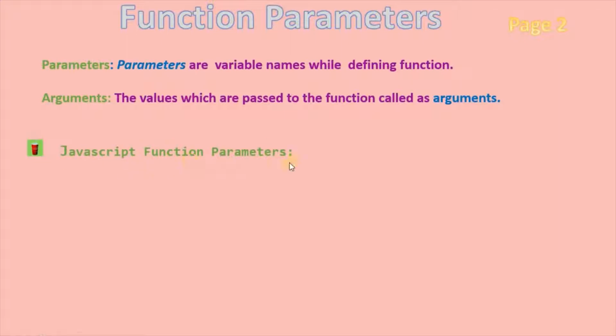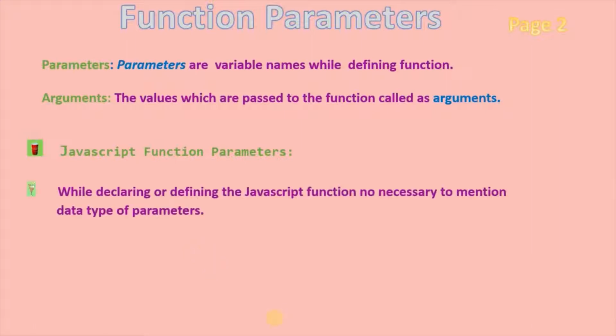JavaScript function parameters. Now we will see properties of function parameters. While declaring or defining a JavaScript function, it is not necessary to mention the data type of parameters.